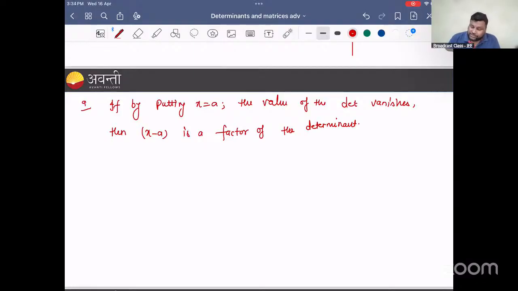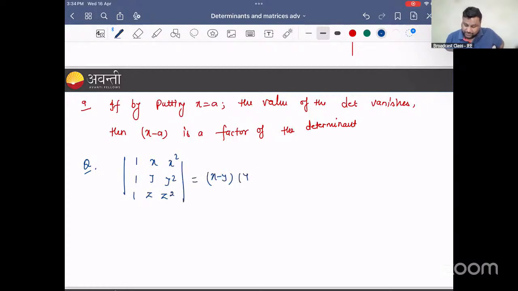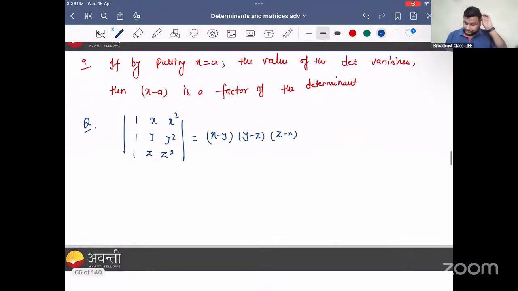Now see, let's do a few questions. One question if I do: one x square, one y square, one z square. This is equal to x minus y, y minus z, z minus x. Got it? So first of all, I'll teach you how we expand it. Then I will also insist you remember this result. See, let's start with the LHS: 1x square, 1y square, 1z square.